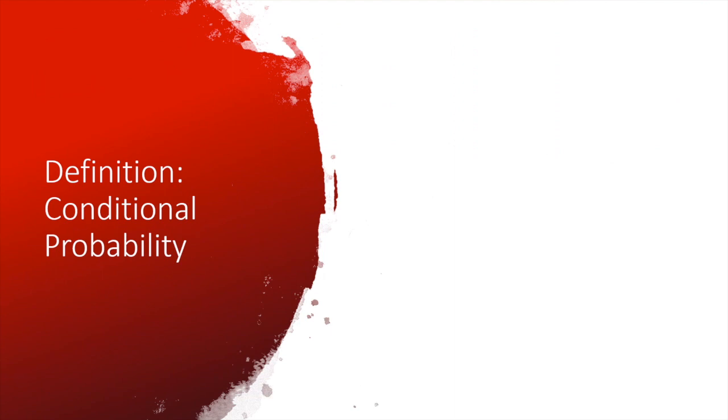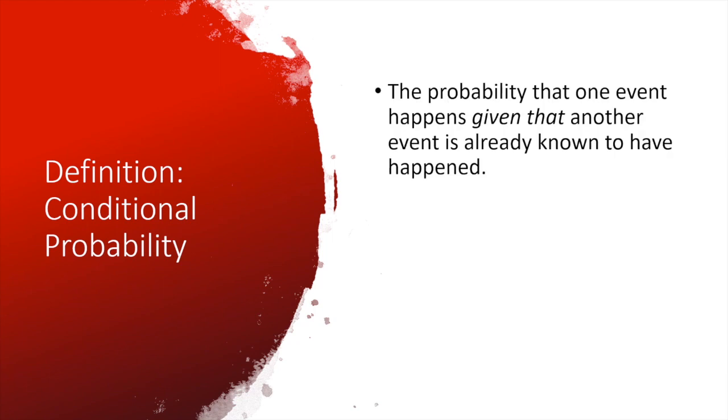So with conditional probability, we're limiting the scope of the probability problem to only those things that meet the condition. The definition of conditional probability is that the probability that one event happens given that, and those are important words, given that another event is already known to have happened.